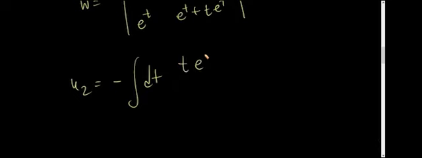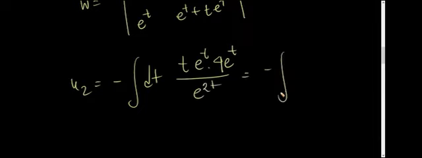Now u2 will be minus dt. Our y2 was t e to the power t, and our f was 4 e to the power t, and it is divided by e to the power 2t. So this is just minus dt. There is a 4, so let's bring this 4 over here. Let me readjust the place of the minus sign.